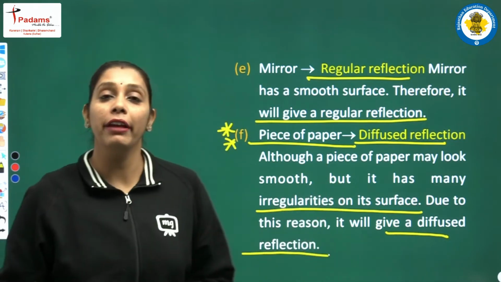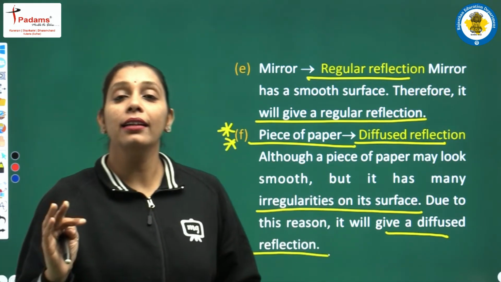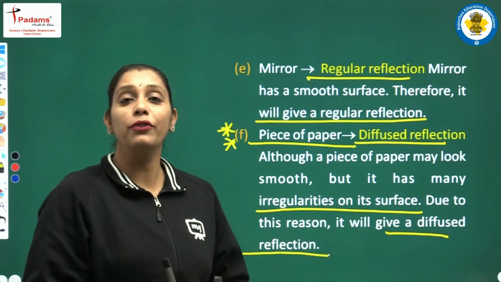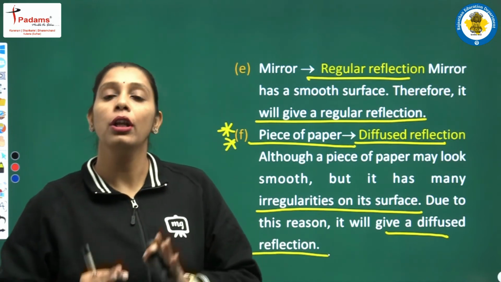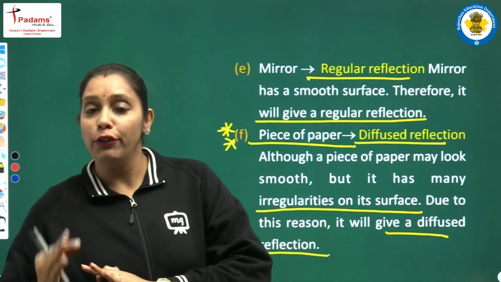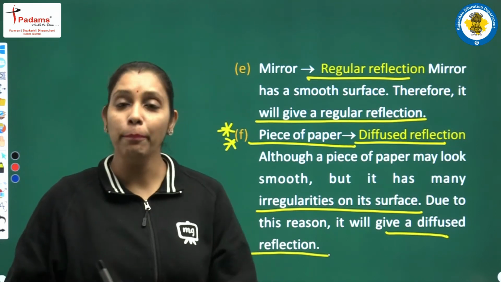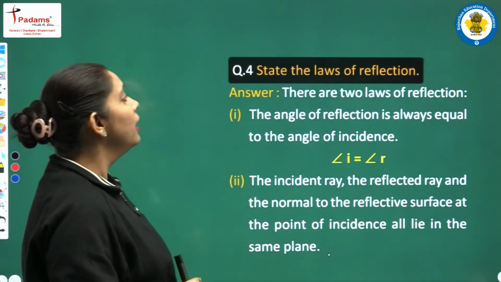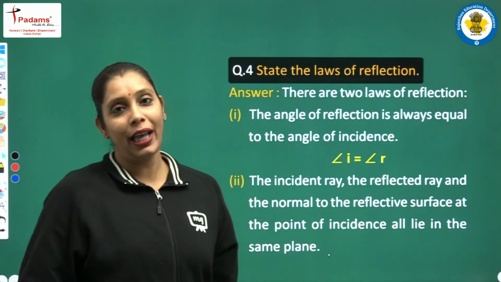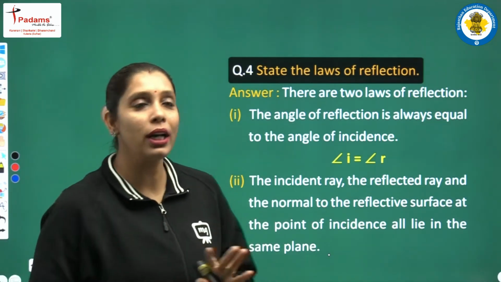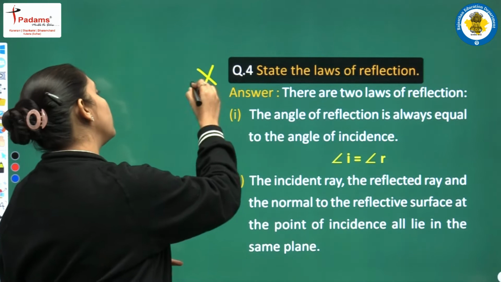I hope everybody it is clear that on which surface regular reflection, on which surface diffuse reflection will take place. Okay, move to the next question. State the laws of reflection. It is the easiest one and the important one.